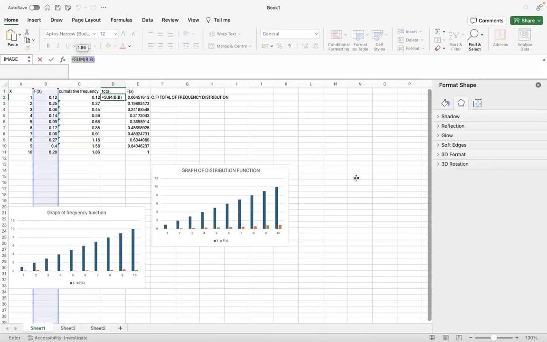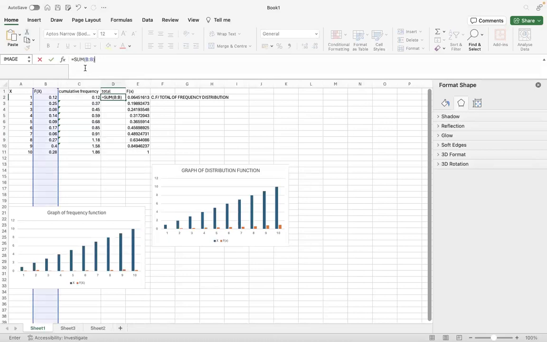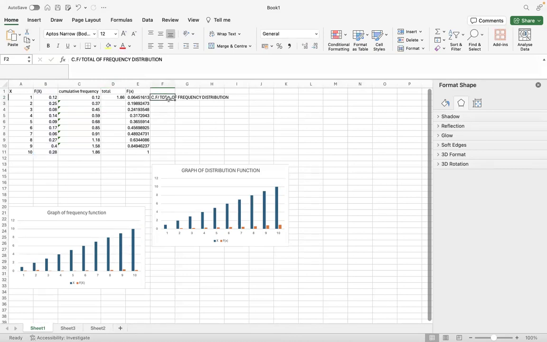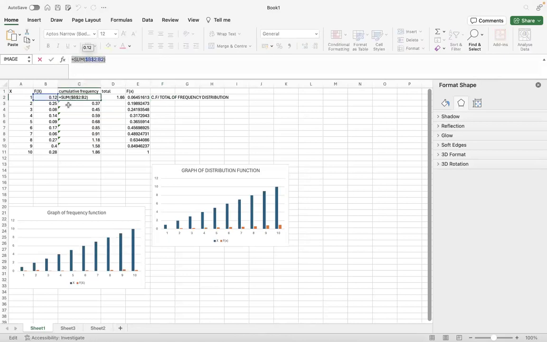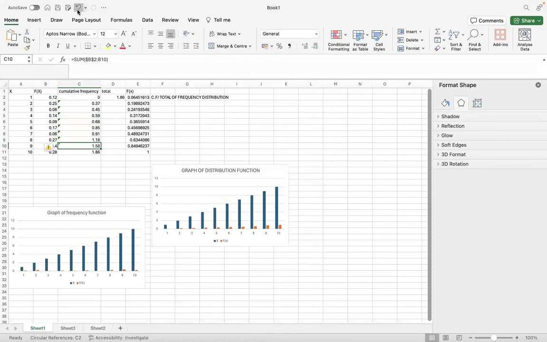The total is already done. Now I want to find the cumulative frequency. For cumulative frequency also there is a formula. When you enter this formula, automatically you will see the number. Somewhere it is going wrong.